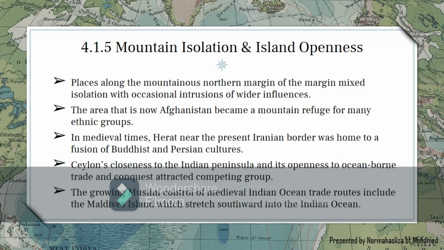Arab traders settled in the country and controlled the overseas spice trade. The growing Arab-Muslim control of medieval Indian Ocean trade routes included the Maldives Islands, which stretch southward into the Indian Ocean. Chinese and Arab merchants set up trading posts there to exchange their goods for local fish, coconut, and shells. The islands became solidly Muslim by the AD 1100s and remain so.